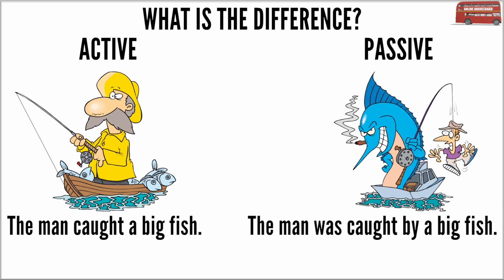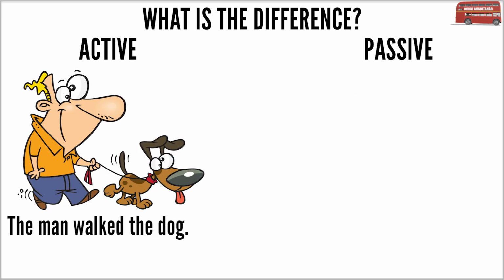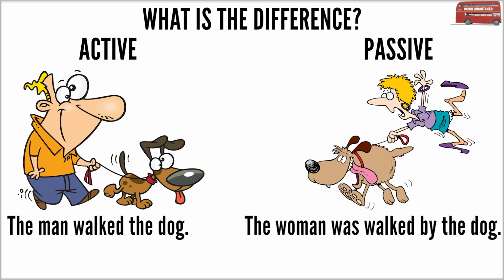The man was caught by a big fish. This is a passive sentence. The man is not the active doer of the action, but passively involved. The agent is a big fish. Who caught who? It's important, isn't it? The man walked the dog. Active sentence. The woman was walked by the dog. Passive sentence.